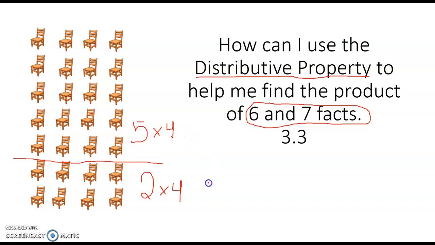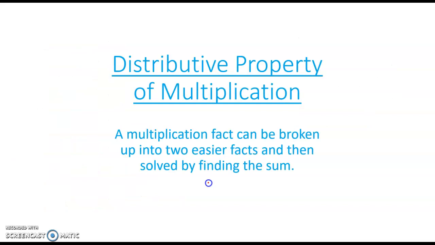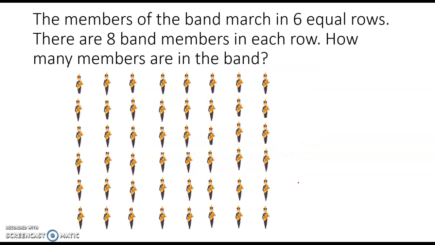So we're going to be doing that today with those 6 and 7 facts. So remember, the distributive property of multiplication says a multiplication fact can be broken up into two easier facts and then solved by finding the sum. So we're making it two problems and then adding our answers together. So let's look at an example.